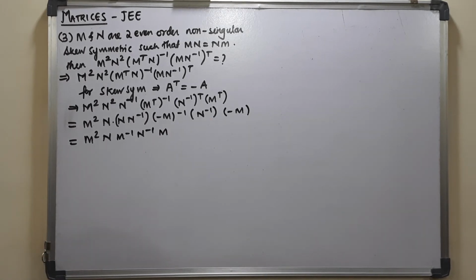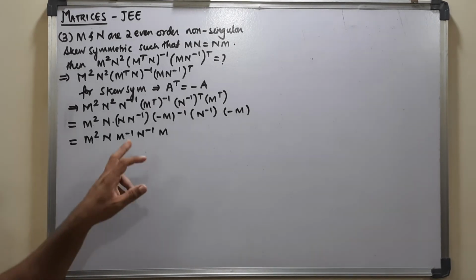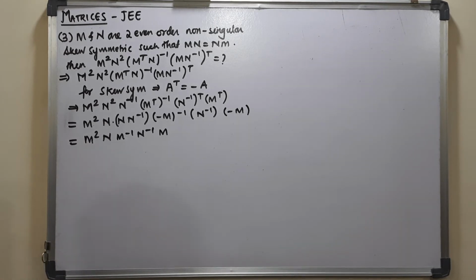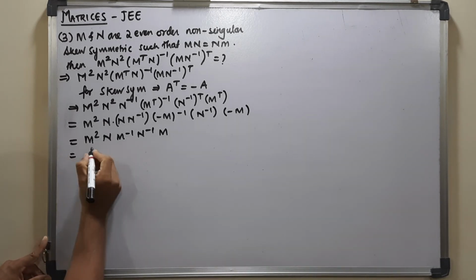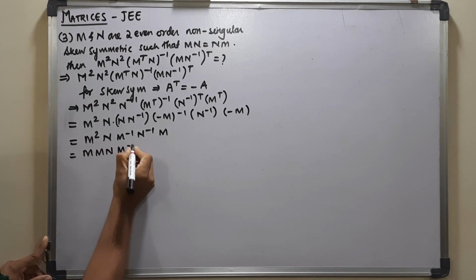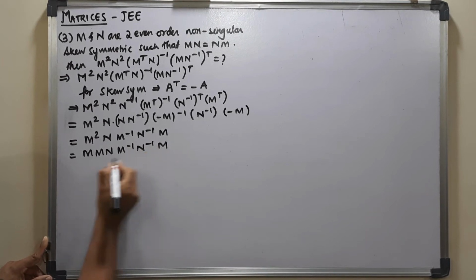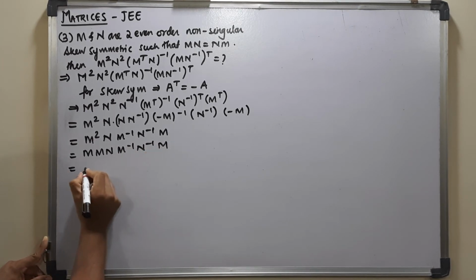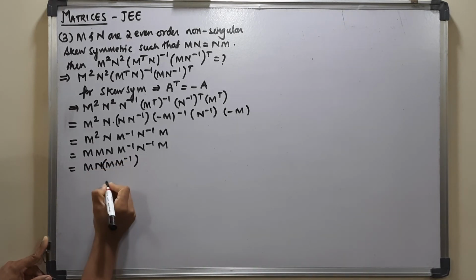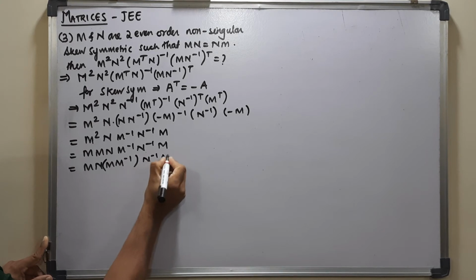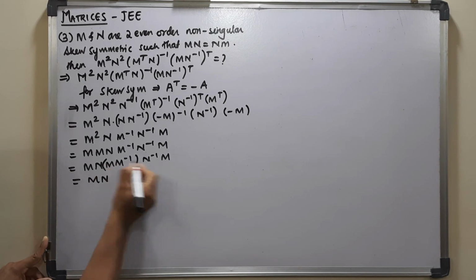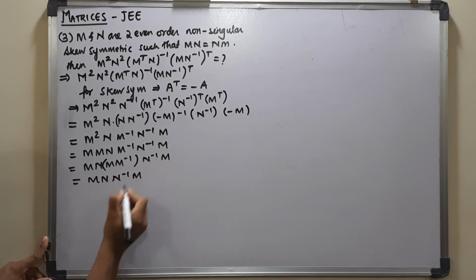Now I know one thing: since MN is equal to NM, this M into N is M inverse N inverse M. So this will become M, N, M and M inverse. The association comes over here as N inverse M. So this becomes M N, identity matrix, N inverse M.